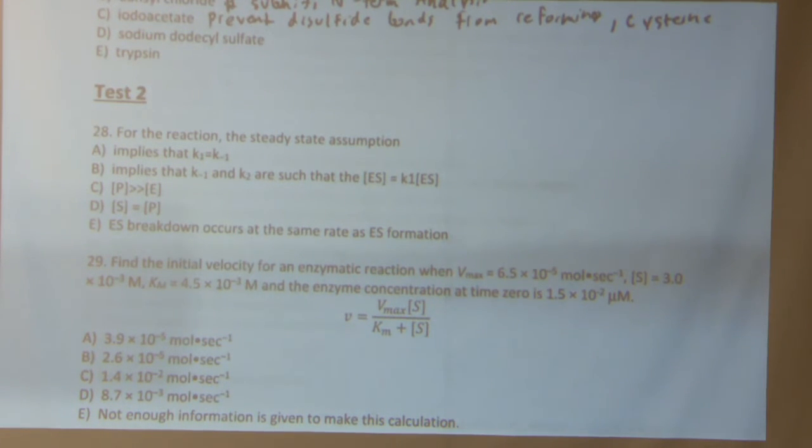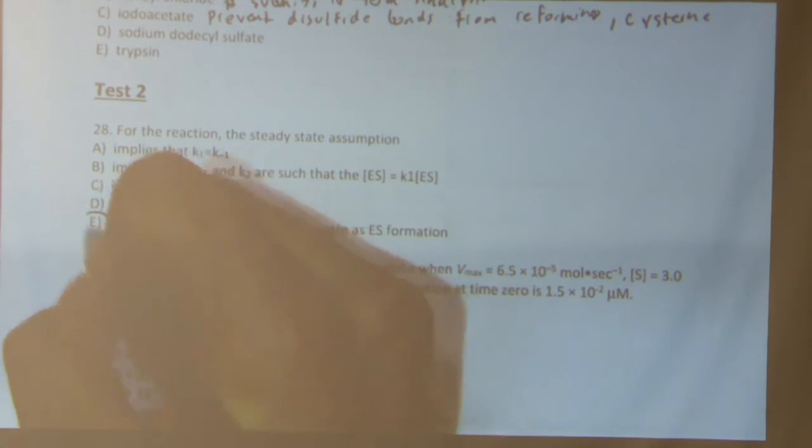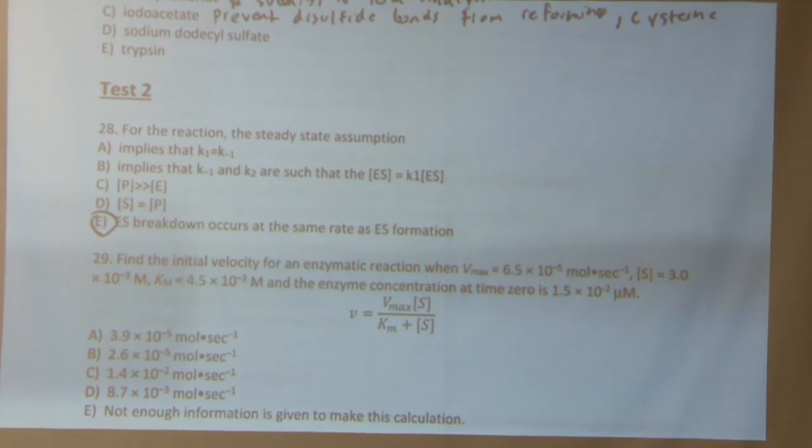Okay, awesome. So for test two material, let's start with, for the reaction, the steady state assumption is E. E. We all agree? E is correct. So what is the value for K minus 1? What does it correlate to? What dissociation? What is it greater than? I have K minus 1 is greater than K2.